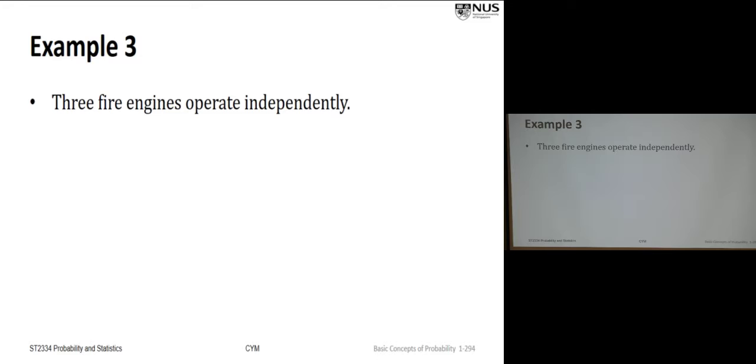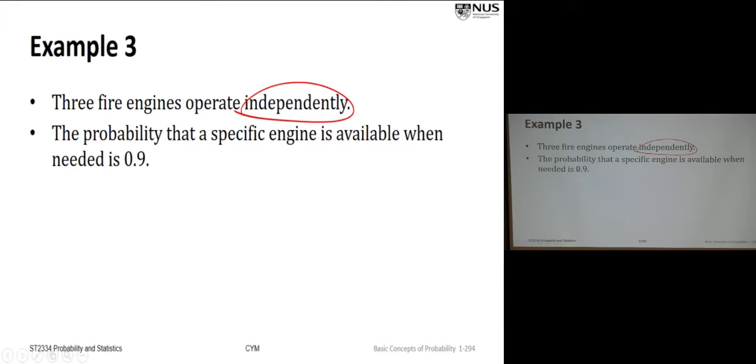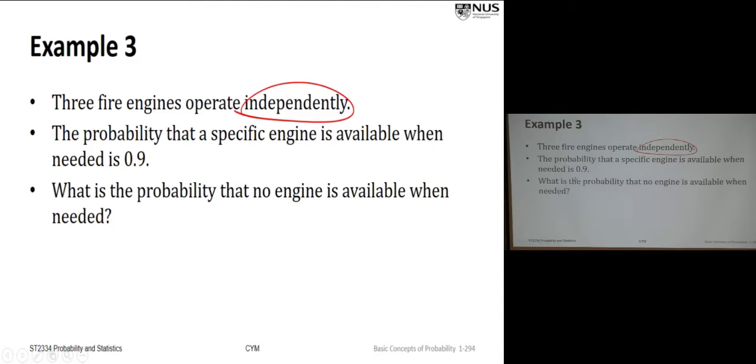Now, another example. We have three fire engines that operate independently. That means whether one engine works or not has nothing to do with the other engines. That's what we mean by independently. The probability that a particular machine is available when needed is 0.9. We are asked, what is the probability that no engine is available when needed?